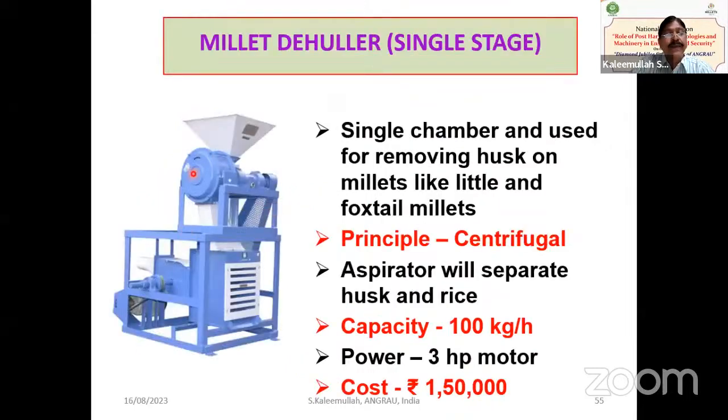And the other one is the dehullers that are available in the market. This is a single stage dehuller. It means that it will have only a single drum, where inside there is an impeller. When you feed the material, these impellers throw the material onto the drum with a very high force, using centrifugal force, and thereby the husk will be separated.